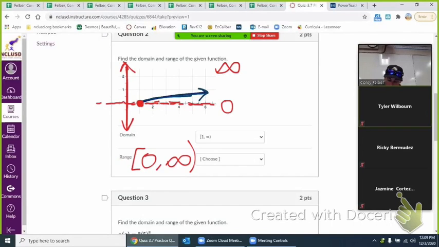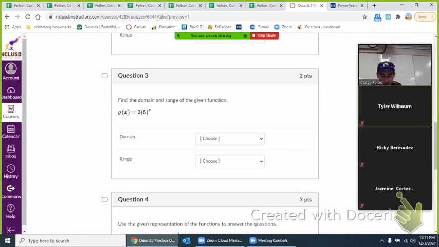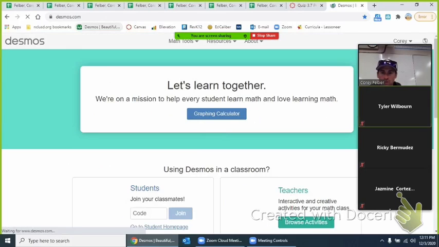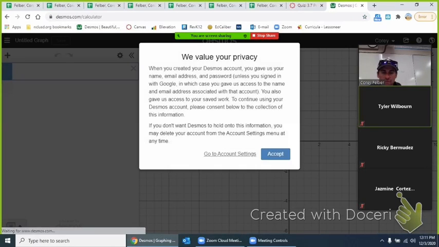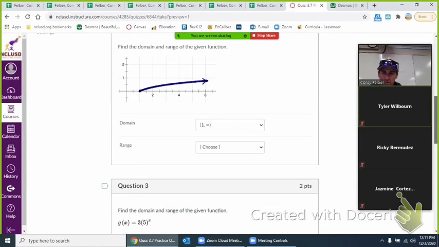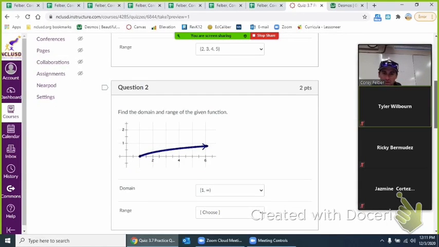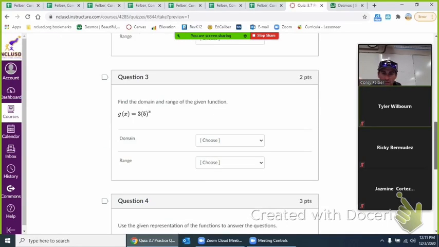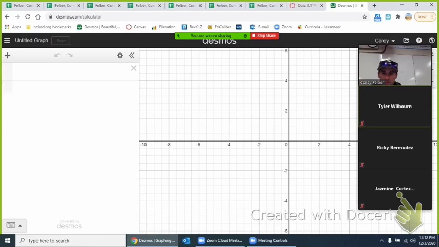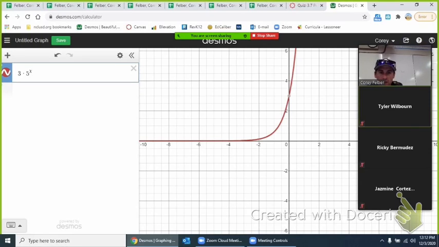So range is up and down, domain is left and right. When they're asking for the domain and range of a function or an equation, just go to Desmos and find a graph of it, so we can get back to what we just did on number 2, because with a graph it's pretty easy to do. So 3 times 5 to the x power.